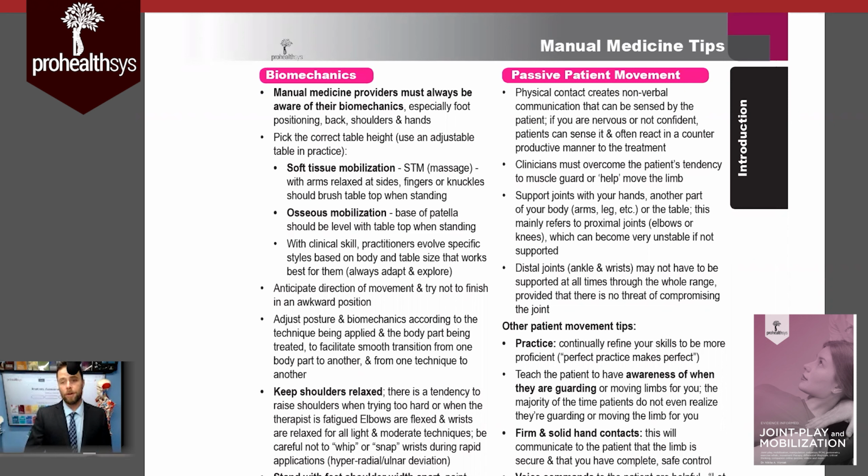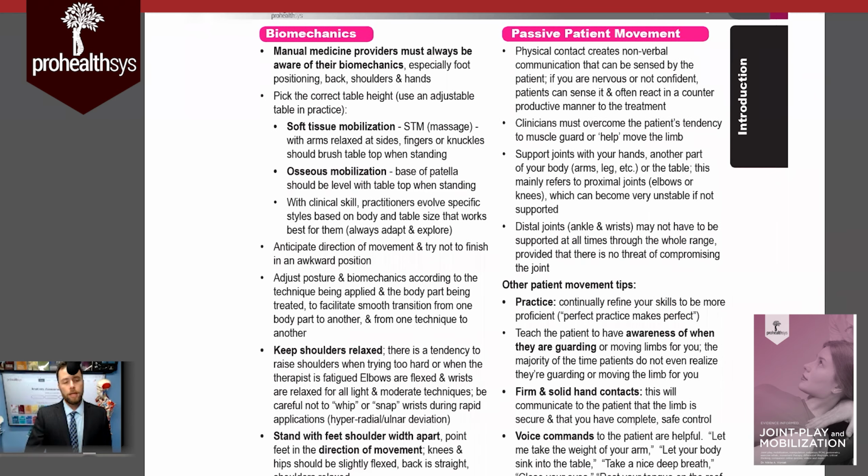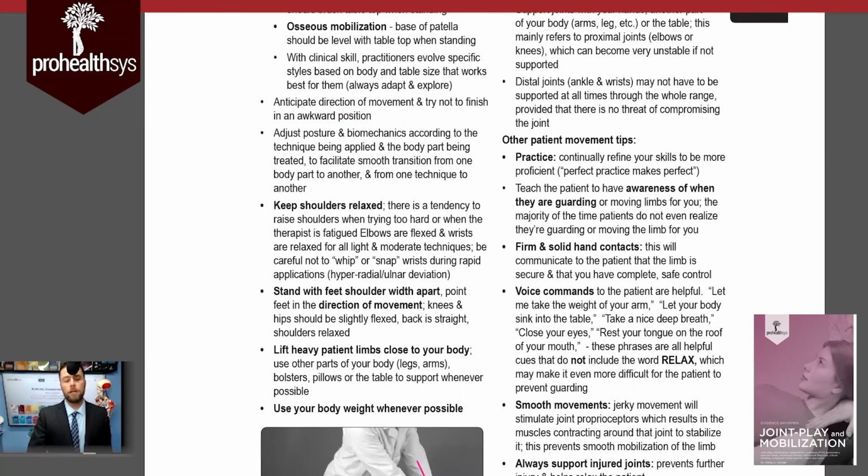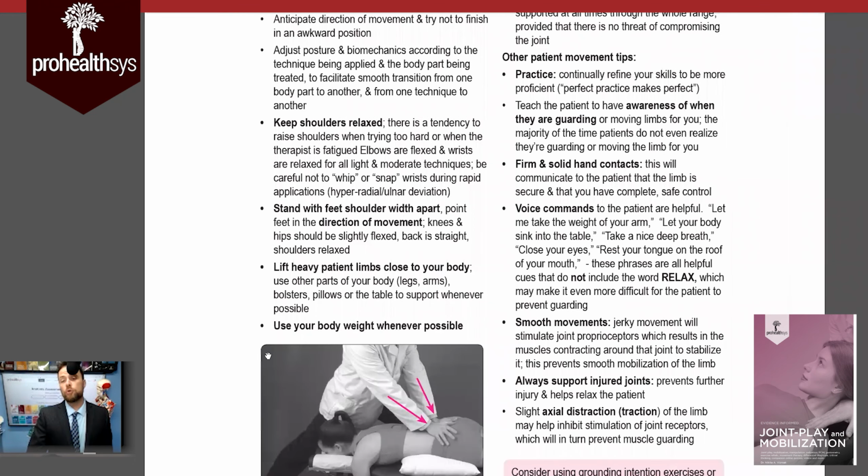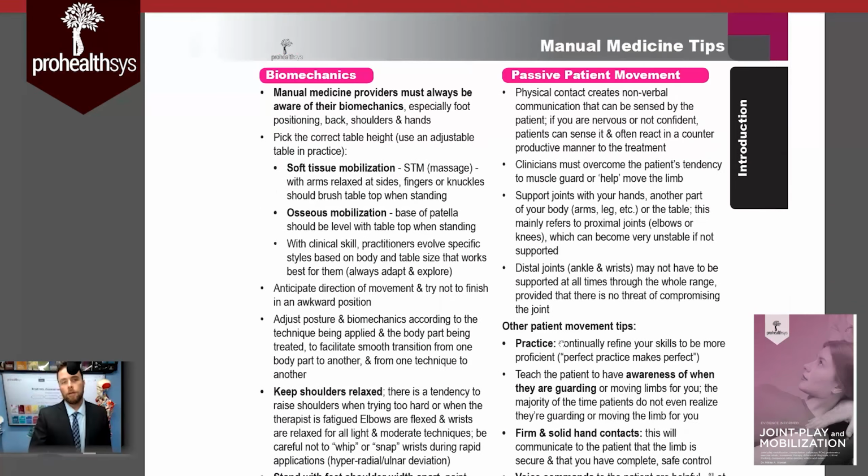Roughly shoulder width apart is what you're looking for. If the patient has heavy limbs, move them closer to you. Get them to the edge of the table so they feel supported. Whenever possible, use your body weight. And this again gets to sternum over contact. This gets you up over top of the person.